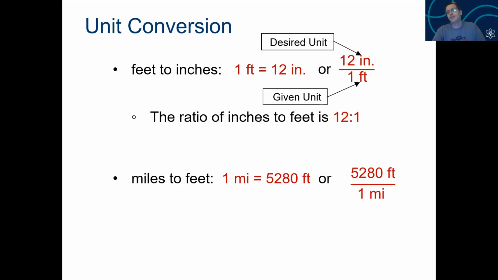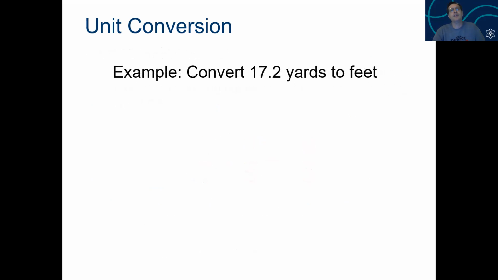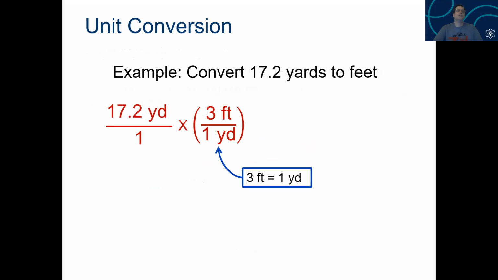There's 5,280 feet in a mile. How do you set this up? You just set it up as a ratio, and you can cancel. So here we go. Here's the first one that I wanted. You set up a ratio that is equal to 1. It is an identity, a multiplicative identity.